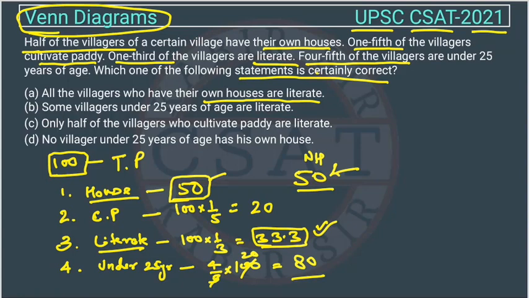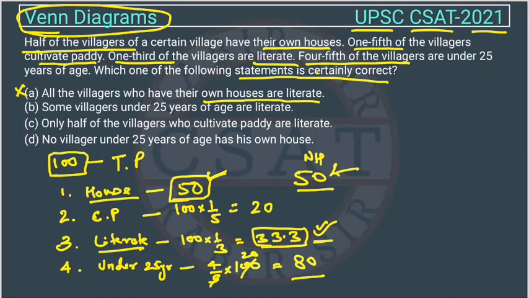Because only 33 people are literate, but here 50 लोगों के पास घर है, बट यहाँ पे हम बोल रहे हैं सिर्फ 33 लोग ही लिटरेट है, राइट? और ये स्टेटमेंट बोल रहा है कि जितने लोगों के पास भी घर है वो सारे लिटरेट है. ऐसा तो बिल्कुल नहीं है, बिकॉज वी हैव लिटरेट आर ओनली 33, राइट? सो दिस स्टेटमेंट इज रॉन्ग.